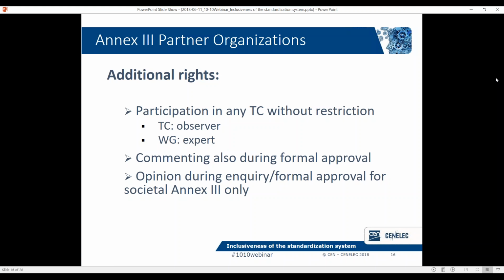In addition to the right to comment on draft standards, the Annex 3 organizations representing societal stakeholders, so ANEC, ECOS and ETUC, also have the right to submit an opinion on draft European standards, undergoing public inquiry, or submitted for formal approval, so vote.